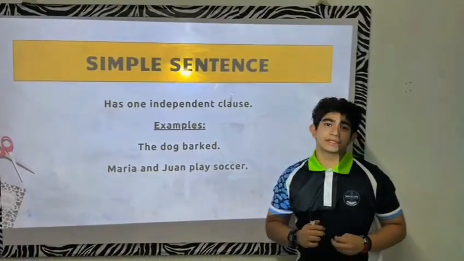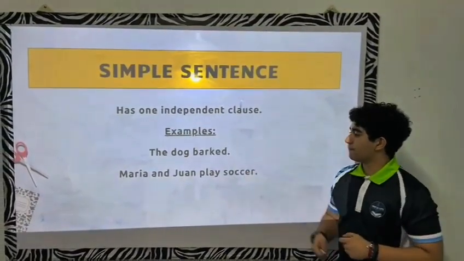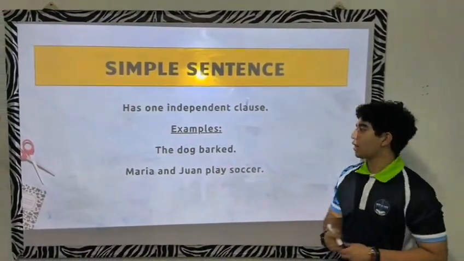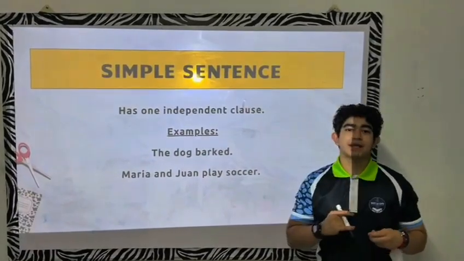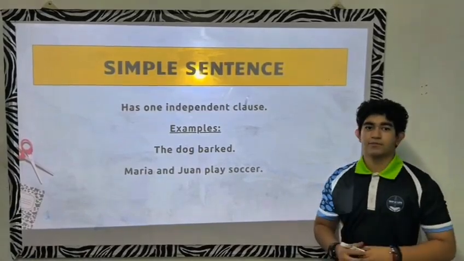The simple sentence has one independent clause. An example is: The dog barks. Maria and Juan played soccer. How can we identify them? Because they express a whole idea, not more and not less.